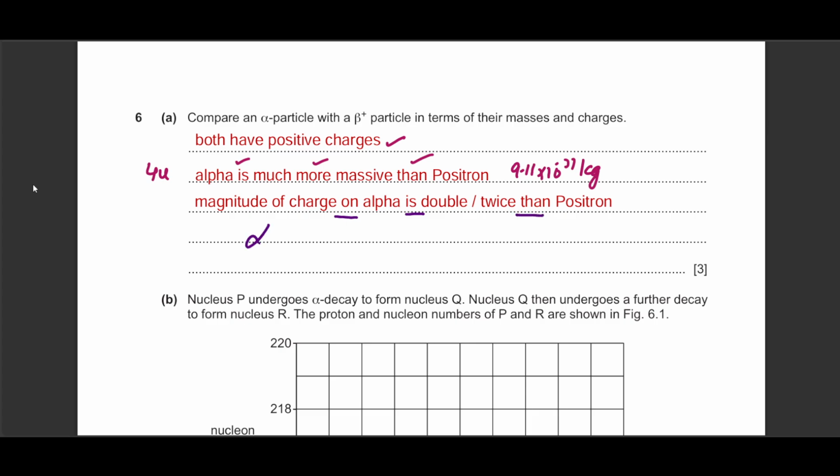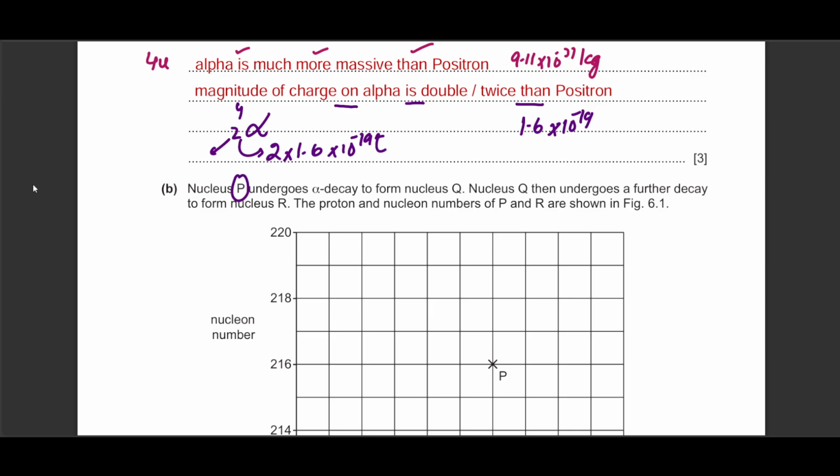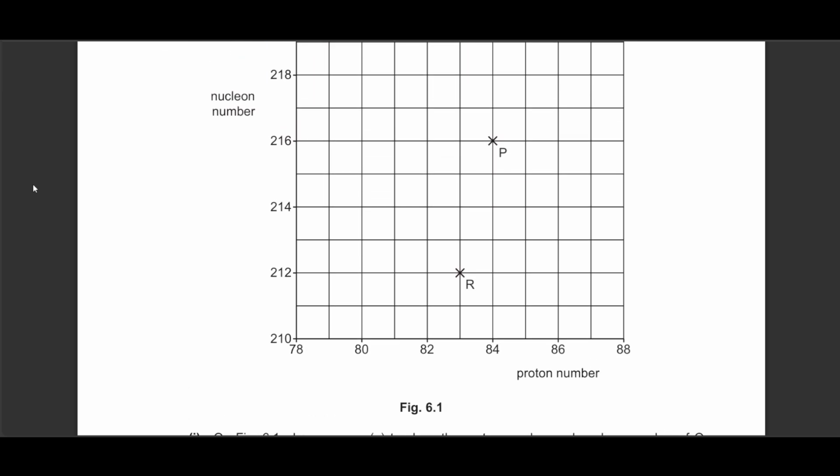And thus what we know is that alpha has 2 protons. But the positron is only a single charge, which is 1.6 times 10 raised to minus 19. Alpha is 2 multiplied by the elementary charge, which is 1.6 times 10 to the power minus 19 coulombs. Now he says that we have a nucleus P that undergoes alpha decay to become Q, and then Q undergoes another decay to become R. And a table is shown over here.